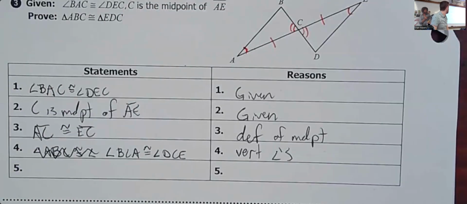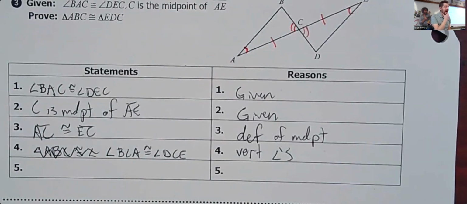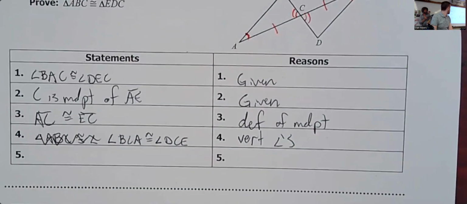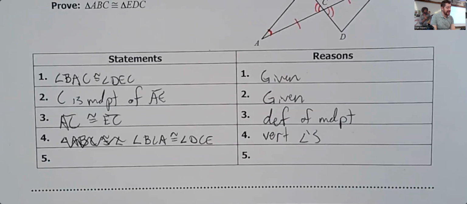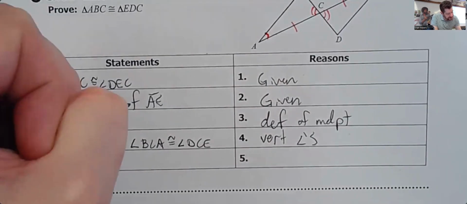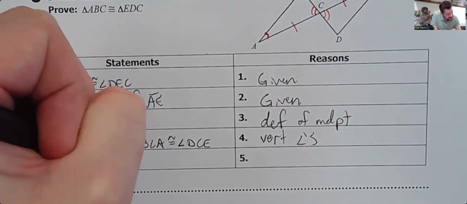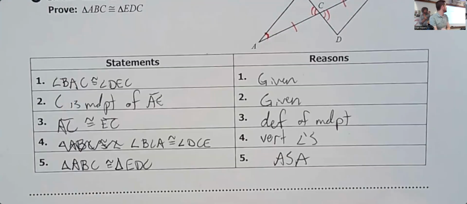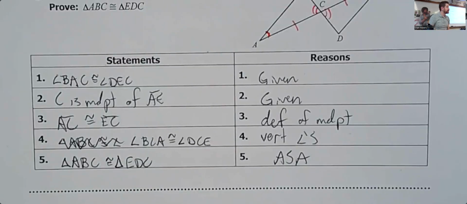All right. So now we have, I wrote a wrong thing here. I put things in the wrong order. All right, and then the last thing is going to be the thing we're trying to prove, which is triangle ABC is congruent to triangle EDC. And we are using angle side angle for these first three proofs. So there we go. That's number 3.